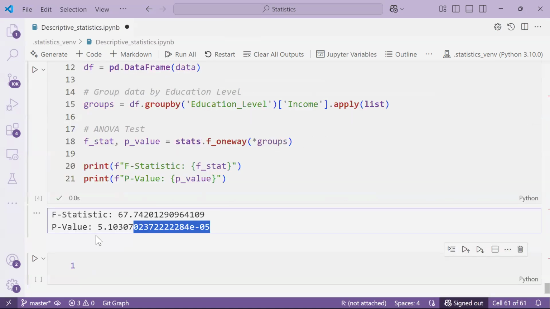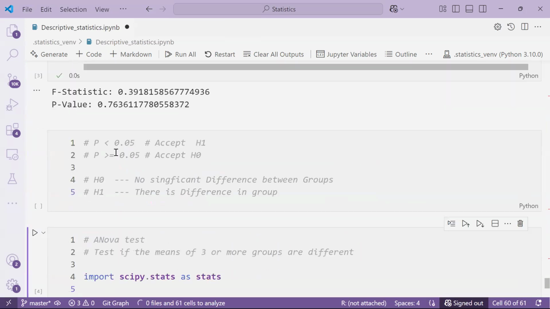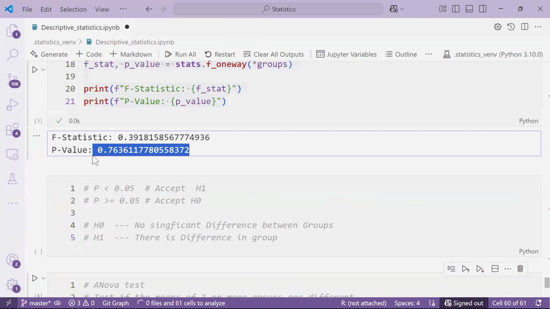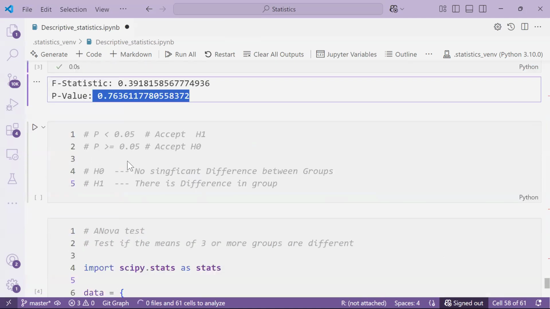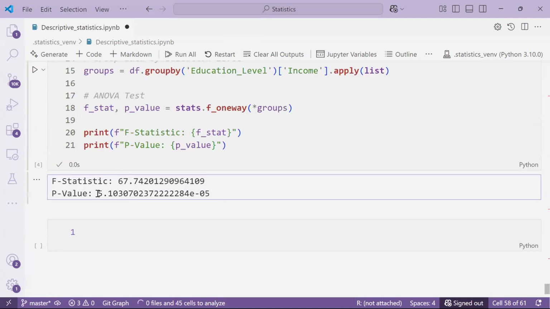Now save it and run it. See what the p-value is now. Tell me. The p-value is different now. It's more than 0.05. And see here it is e power of 0.5. E power of 0.5 means what?